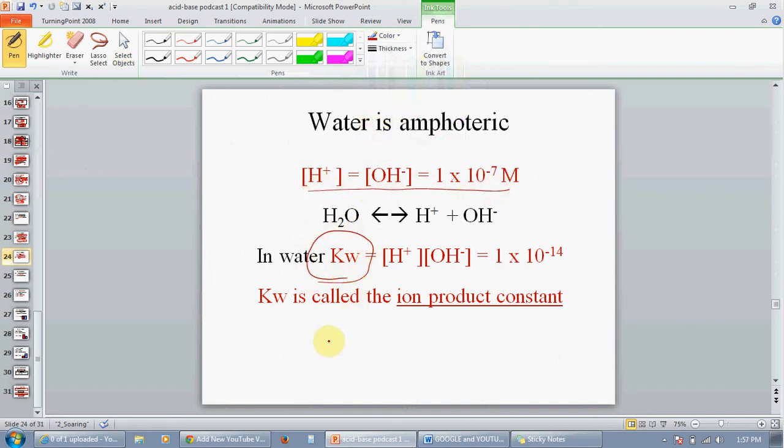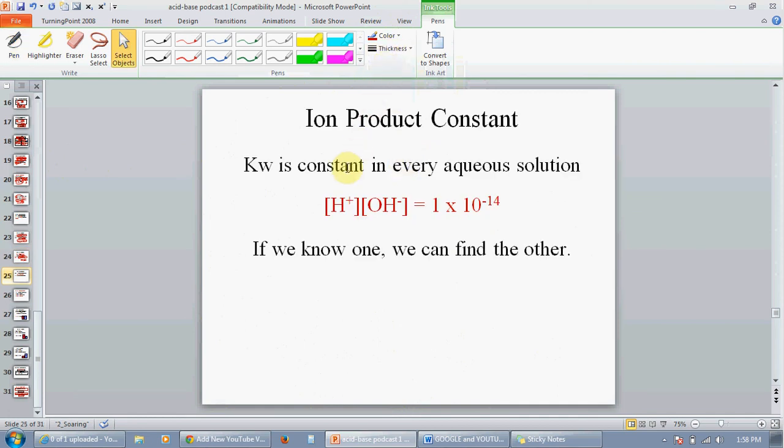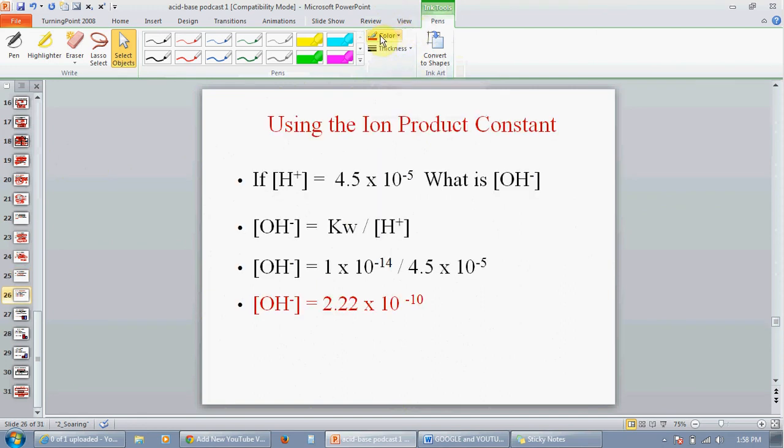There's a Kw, or an equilibrium constant, for water. It's called the ion product constant because you basically are multiplying the ions that are in water. So the ion product constant is called Kw, and since each of these values is 1 × 10^-7, the Kw of water is always, at 25 degrees Celsius, 1 × 10^-14. Kw is constant in every aqueous solution at 25 degrees Celsius. So if you know one value, you can find the other.